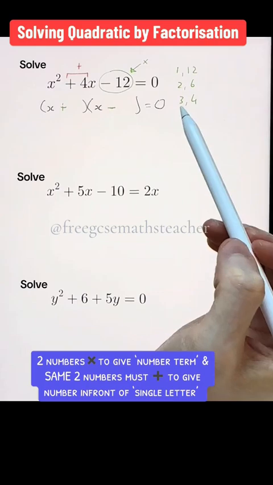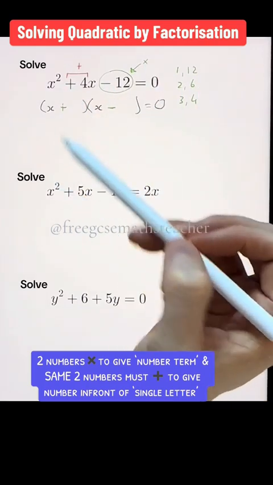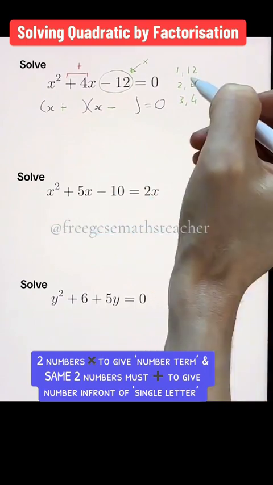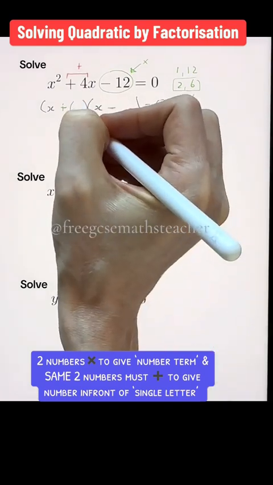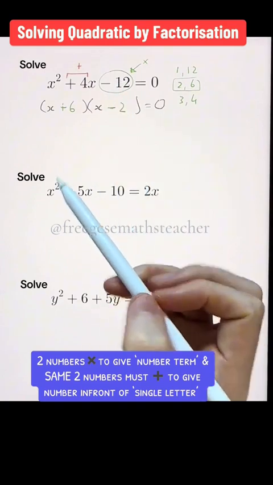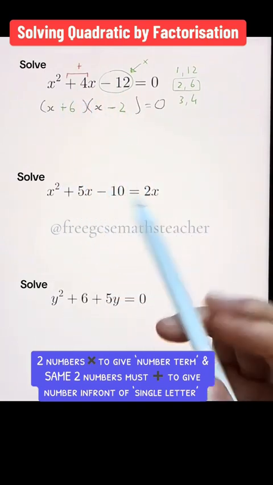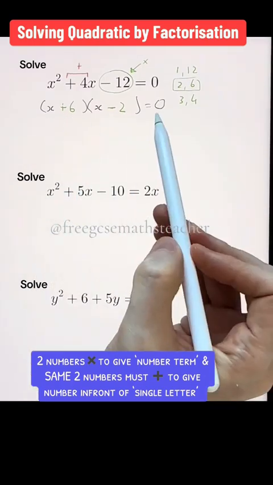Only one of these pairs will multiply to give us negative 12 and still add together to give us positive 4. In this case, our pair is 2 and 6. As I want positive 4, it must be plus 6 and negative 2, as 6 times negative 2 is negative 12, and 6 subtract 2 gives you 4. As we're solving, we now place each single bracket equal to 0.